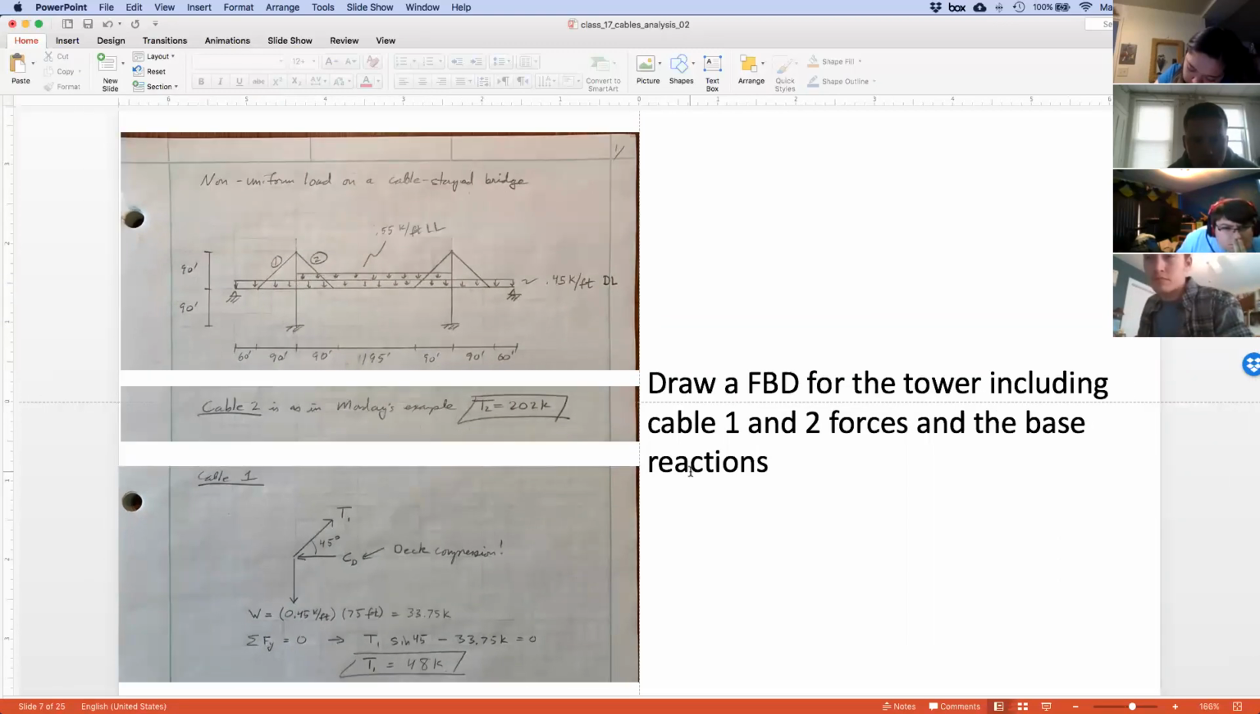And I'd now like you to take a minute and draw the free body diagram for the tower, okay? Including the cable 1 and 2 forces that we have geometry and numbers for, and the base reactions of the tower. So take a minute to do that, please.